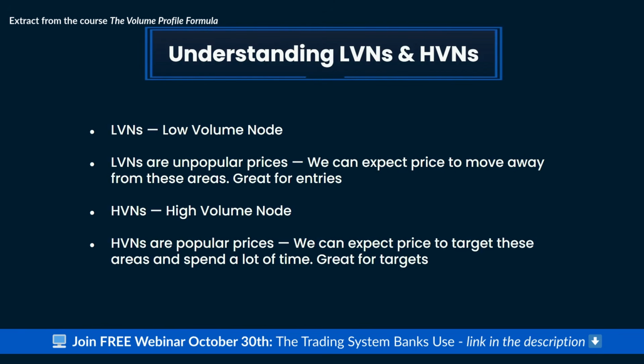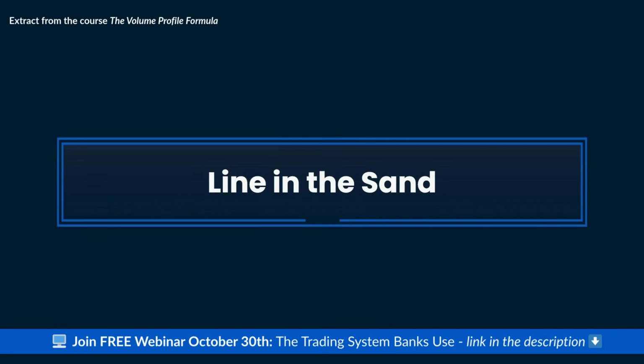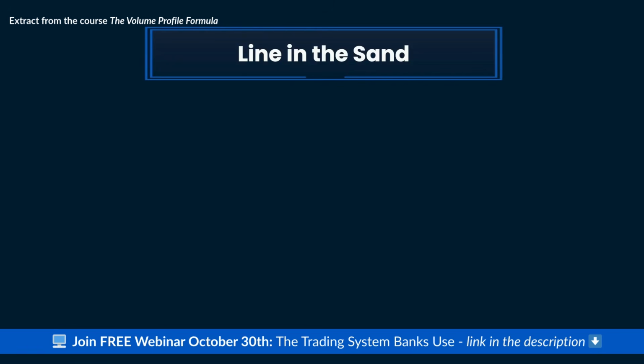And that's really all we need to know to execute on the line in the sand trade idea. So looking at line in the sand, we're looking to enter at LVNs and then to target the next HVN. That's really it. So we have this composite profile. Without this profile, we can't see these LVNs and HVNs. But once we use this tool, we get these beautiful places of support, beautiful places of resistance, and these amazing places where the market will target.